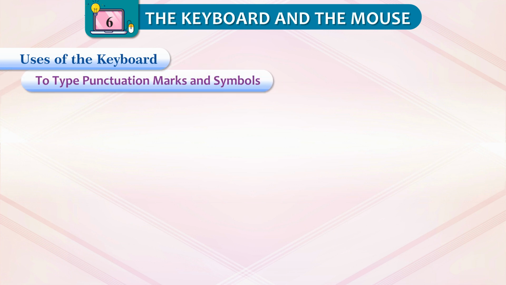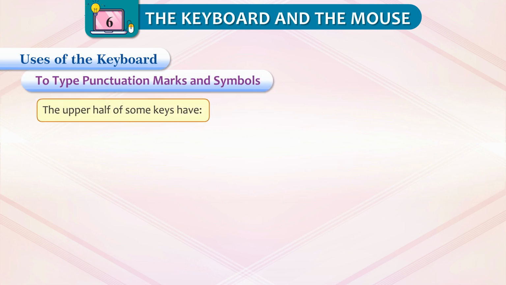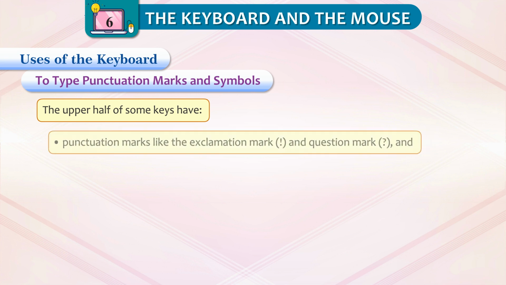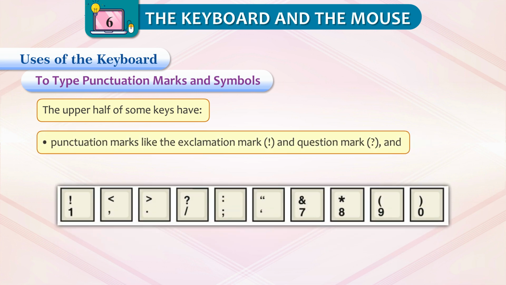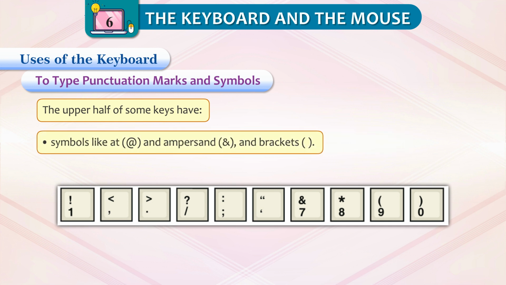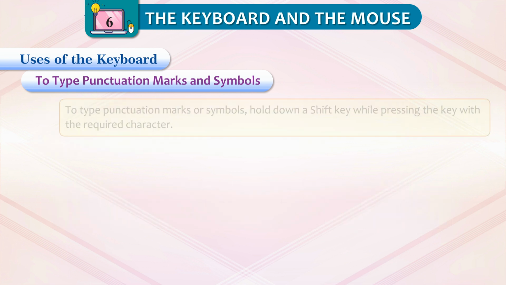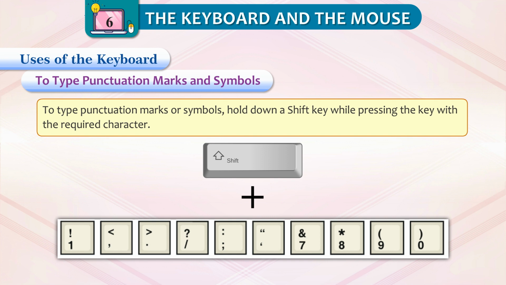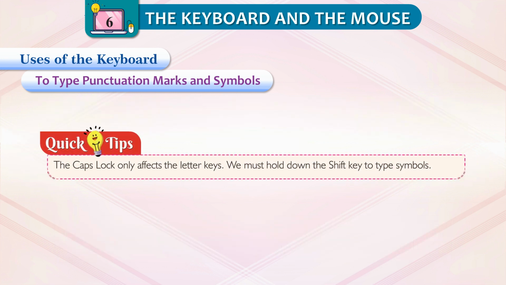To type punctuation marks and symbols, the upper half of some keys have punctuation marks like the exclamation mark and the question mark, and symbols like @ and ampersand and brackets. To type punctuation marks or symbols, hold down a shift key while pressing the key with the required character. Quick tips. The caps lock key only affects the letter keys. We must hold down the shift key to type symbols.